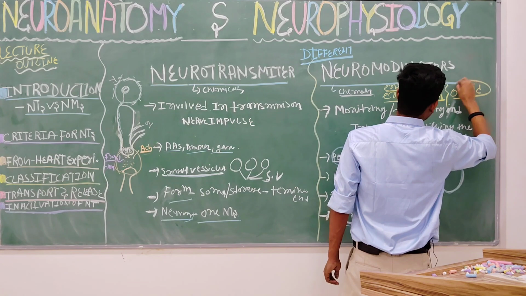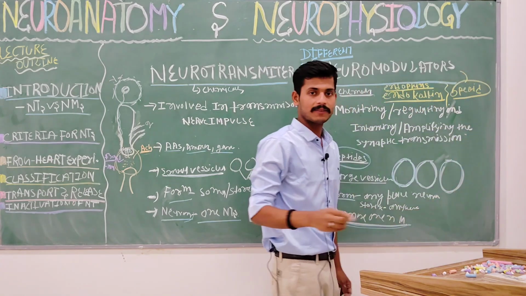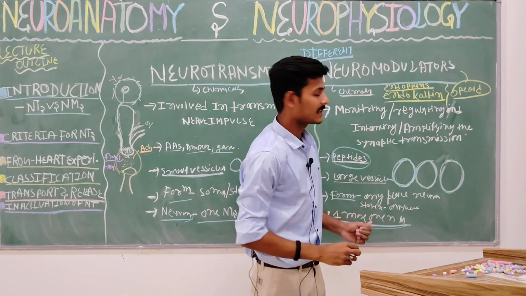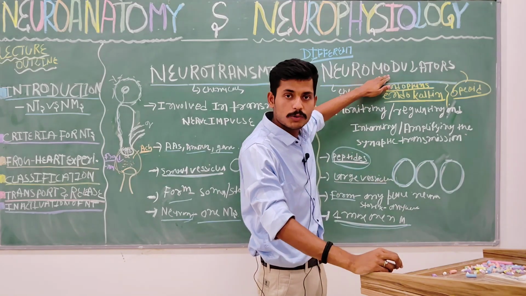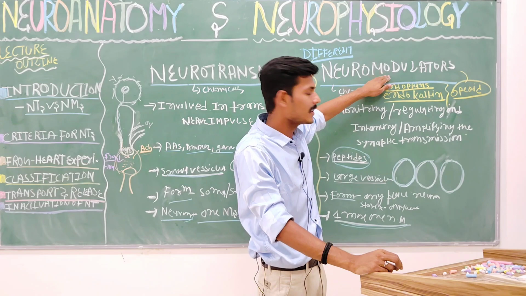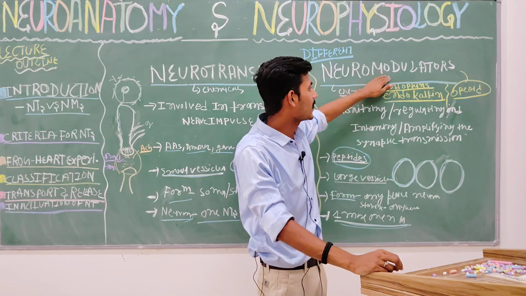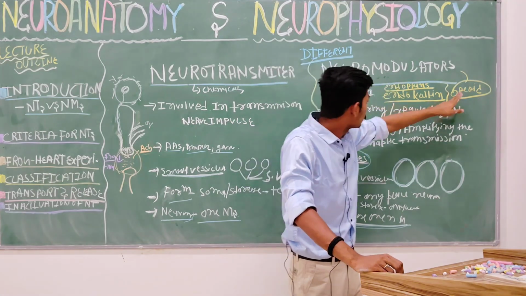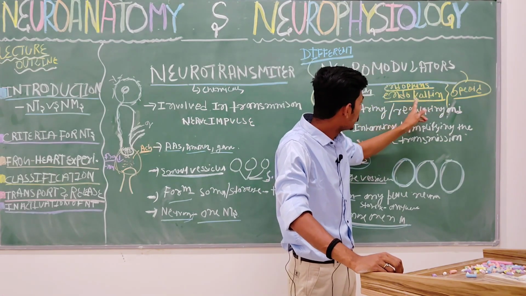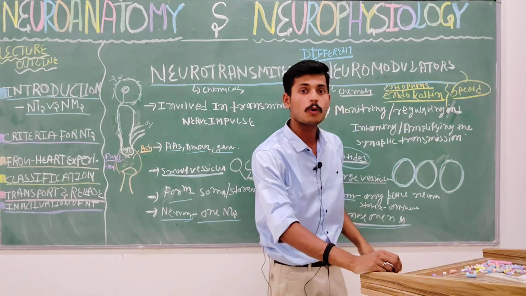Okay, opioids. Neuromodulators are divided, which we will see after the break. But for now, just understand that neuromodulators are also divided into two categories. One category is called opioids. Another category is called non-opioids. Endorphins and endocalfins come into the opioid category.